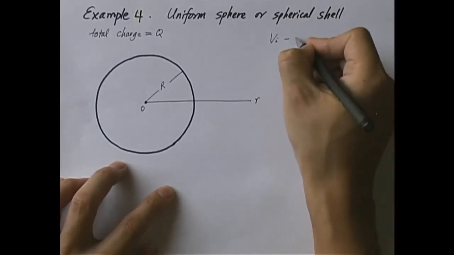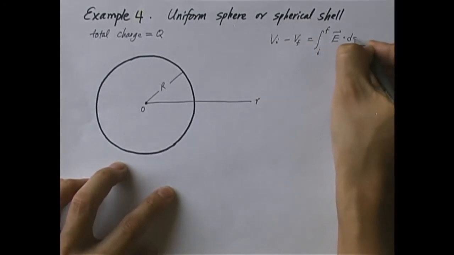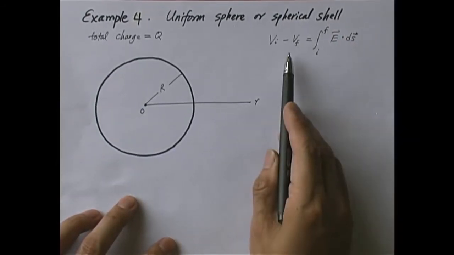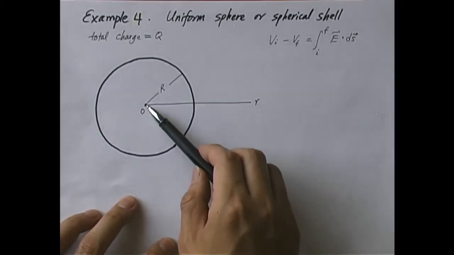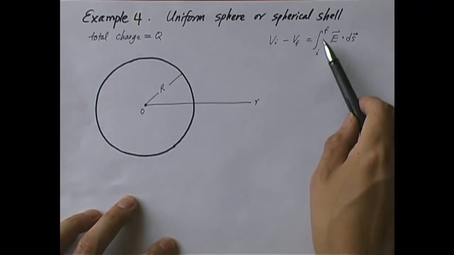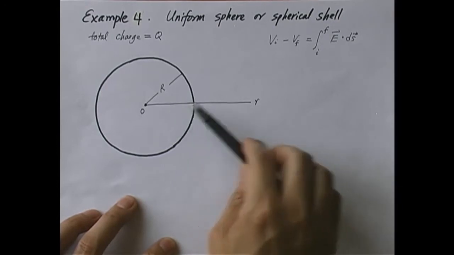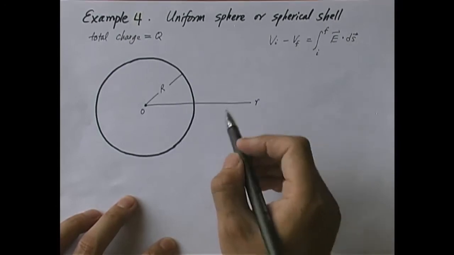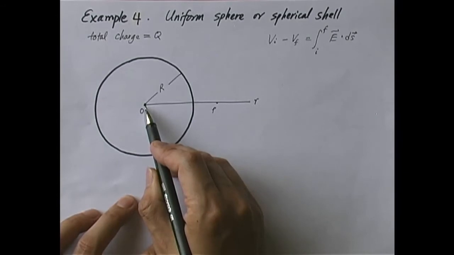V initial minus V final equals the integral from initial to final of E dot ds. That is always the general formula. And what I want to do is take a particular path to calculate V. Since the field is radial, might as well choose this axis. So I'm going to pick a path that is simply one-dimensional on this axis, so I don't have to worry about any three-dimensional consideration. Suppose you start from a certain point P, a distance R away from the origin.